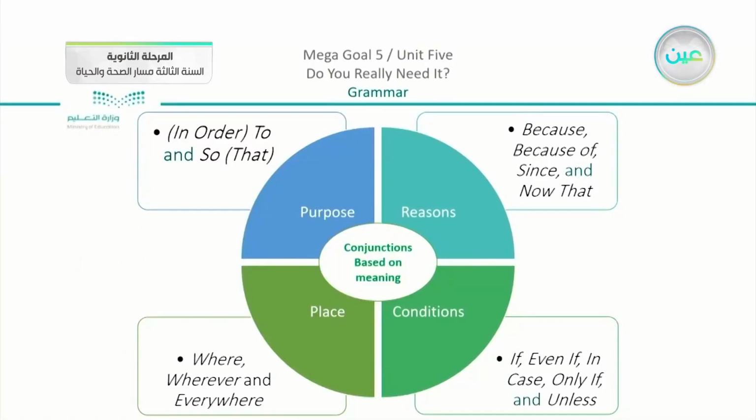Now we have the four groups. There are adverb clauses that show reason, the other group shows the condition. The third group can show the purpose, and the fourth group of adverb clauses show the place.